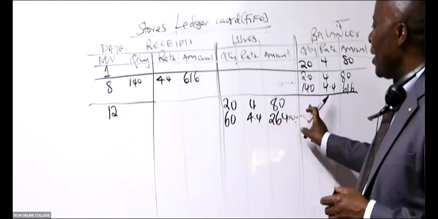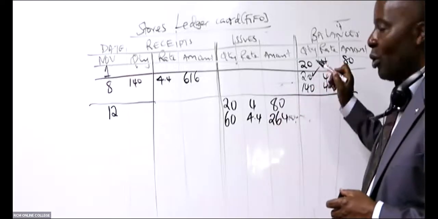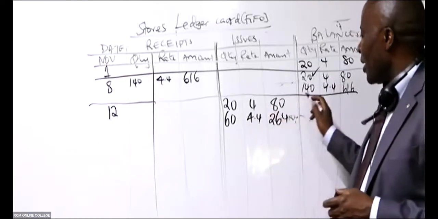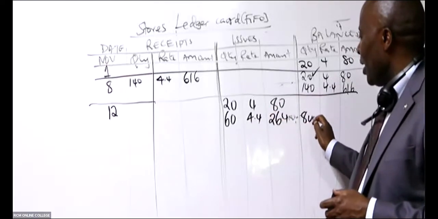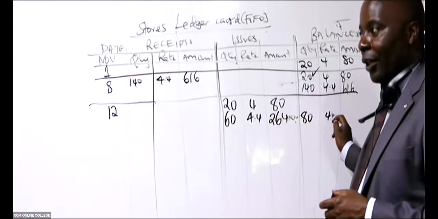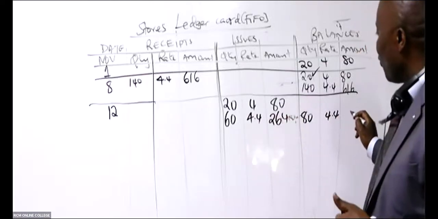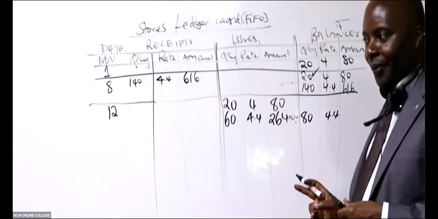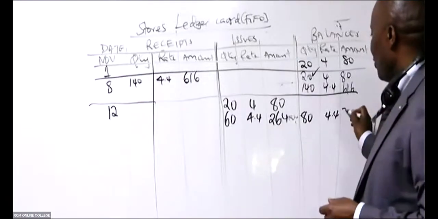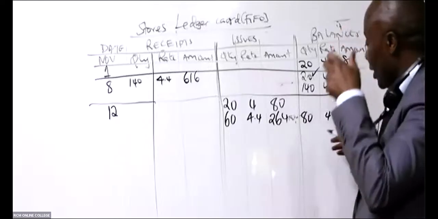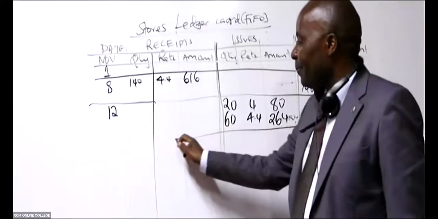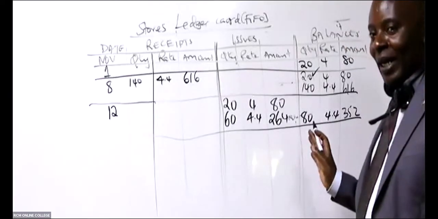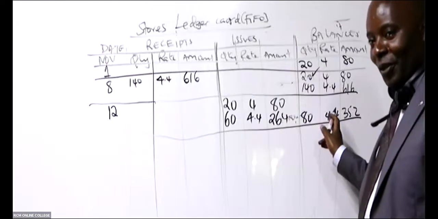So can we kindly update our balance? Remember now 20 has been issued fully. And out of 140, we have issued how many? So then what is left of this? So we are left with 80 at what rate? At 4.4. So 80 times 4.4 will give me how much? 352, like that. Then come and underline this. So now remember, you only have one batch, which is 80 at 4.4.